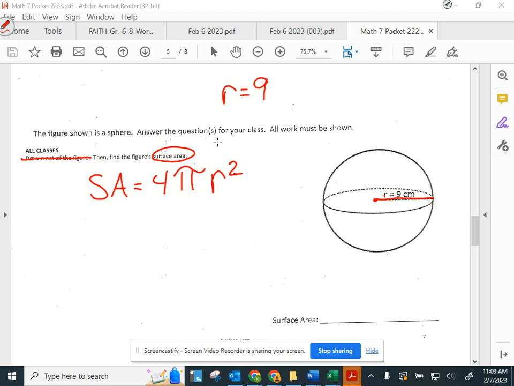So then you want to square it. What number do we use for pi, Matthew? 3.14. So you're going to want to put in pi, and you're going to want to put in the R, and then you're going to want to do the math. 4 times 3.14 times 9 squared. So put in your numbers and do the math. Let's look at our next page.